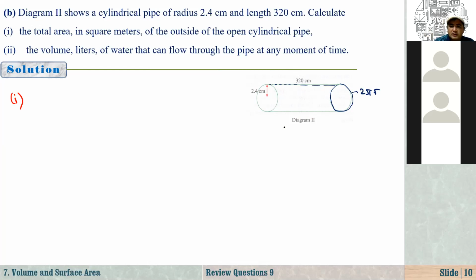Or the outside of the cylinder. So that surface area is equal to 2 pi r, its width, and the length is 320. So that's equal to 2 times, taking pi as 3.142, and the radius of the cylinder is 2.4, and the length is 320. That is the total area in square meters.